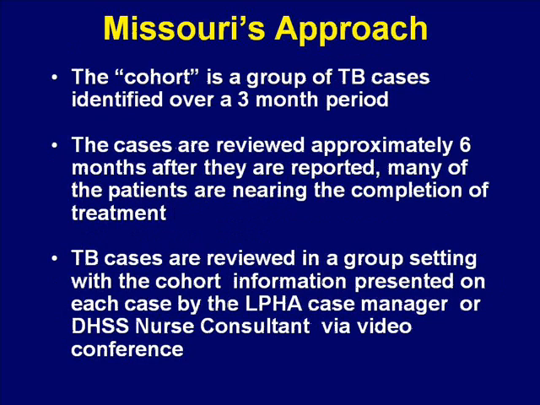Missouri's approach is that we look at TB cases that were identified over a 3-month period, and then approximately 6 months after those cases were identified, they are cohorted. We cohort our cases in a group setting. In the state of Missouri, we have a state health department, and then we have 114 autonomous local public health agencies. But we are able to connect to them through our network, and we actually have video conferencing available to those individuals.